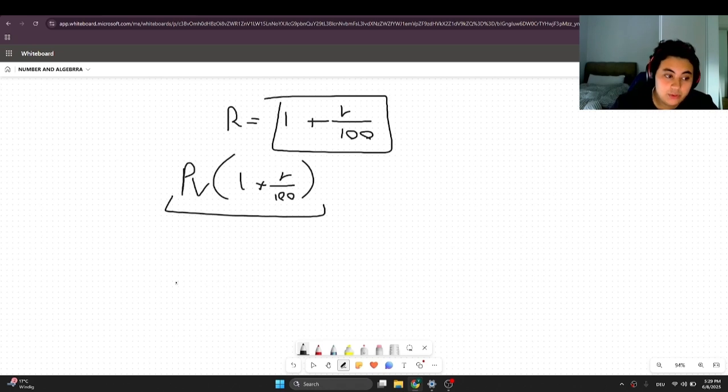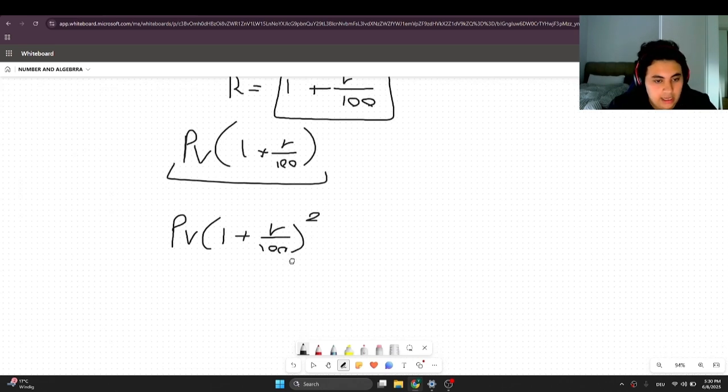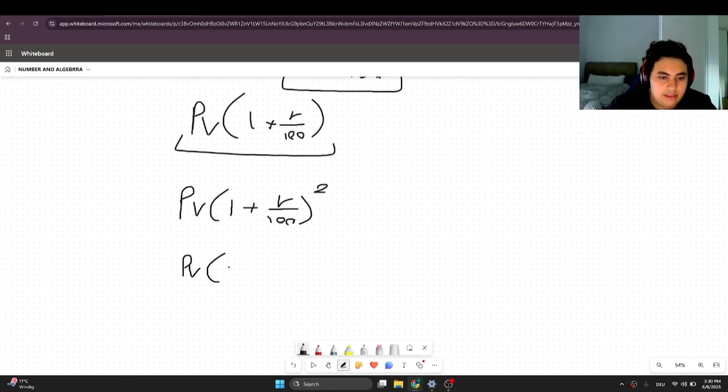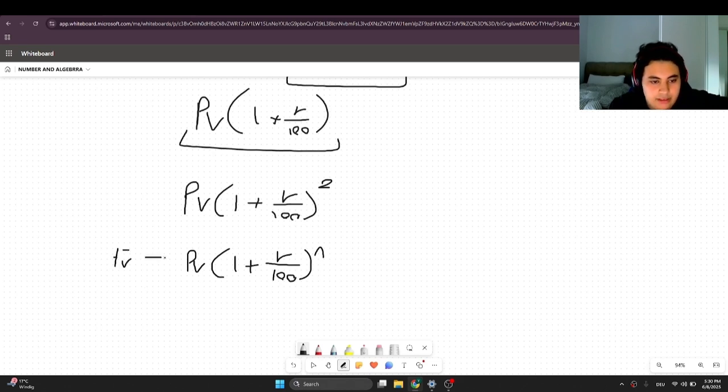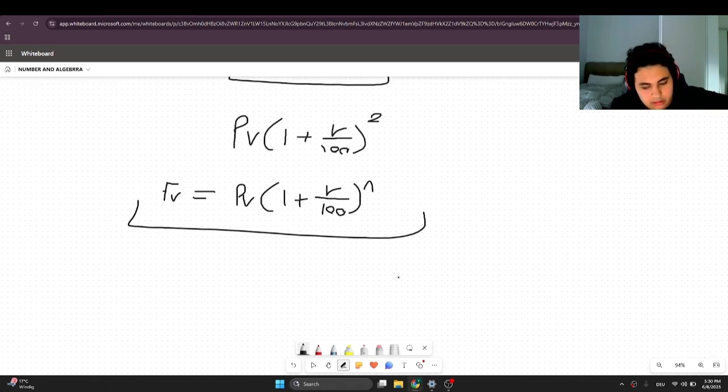But let's say I want to do it for 2 years. Then it's going to be PV times (1 plus R divided by 100) to the power of 2. This is squared because you're going to do it for yet another year. And then what if it's for 3 years, 4 years, 5 years, 6 years, 50? Then in this case it's going to be PV times (1 plus R divided by 100) to the power of n years. It's going to be any amount of years. And that is how we find the future value. This is how we apply it to a financial account.